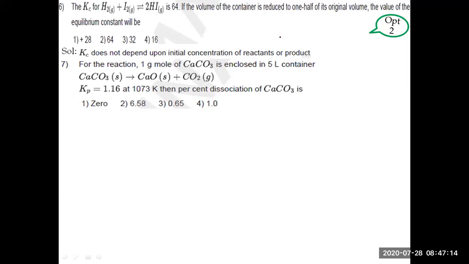Sir, 6.58. Second option. Who is this? Vallabh, sir. Oh. Anybody else? 10 minutes. Excuse me?